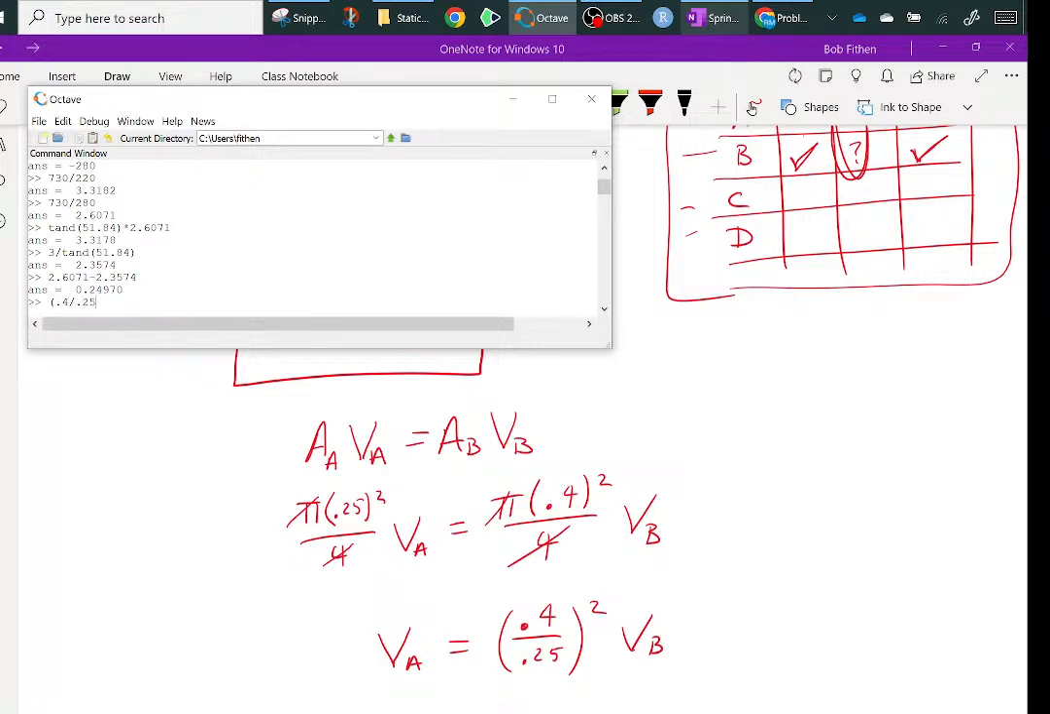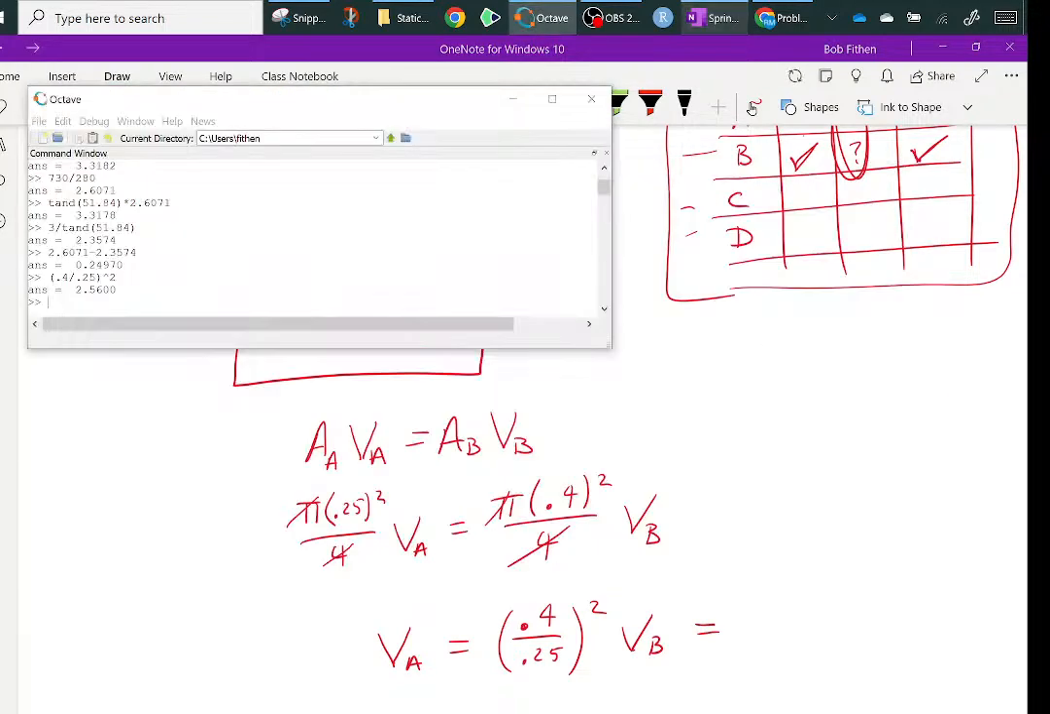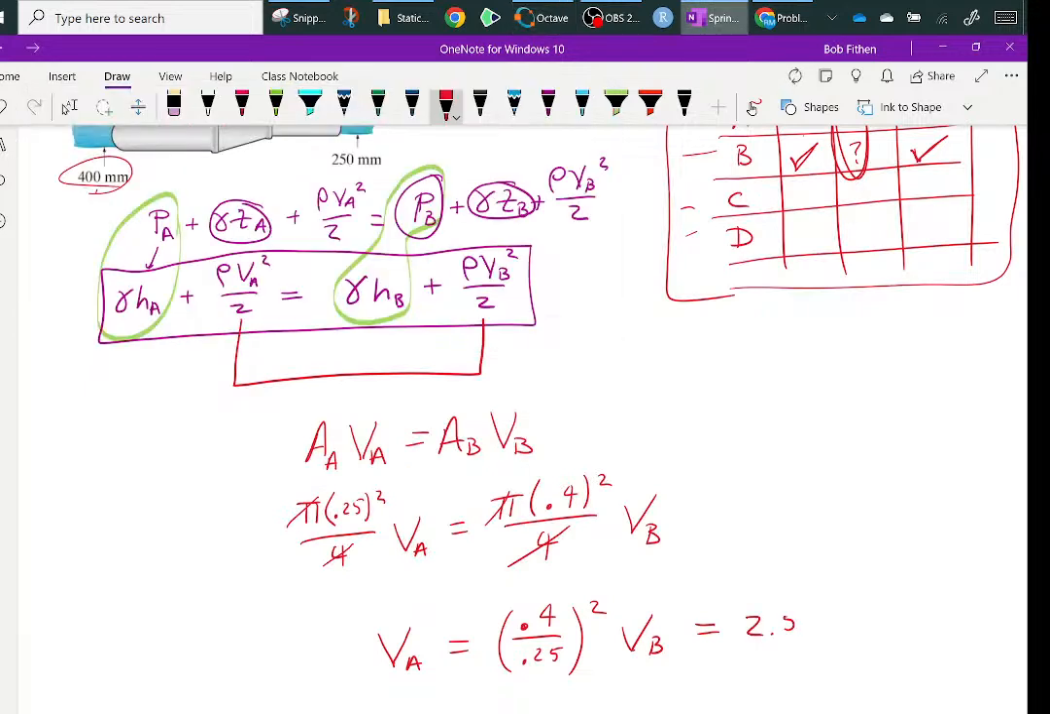2.5, right? And then square that. I think I got it. Wait a minute, I forgot already. 2.56 dB. So with this continuity, what you can do is take the VA and stick it right in there.